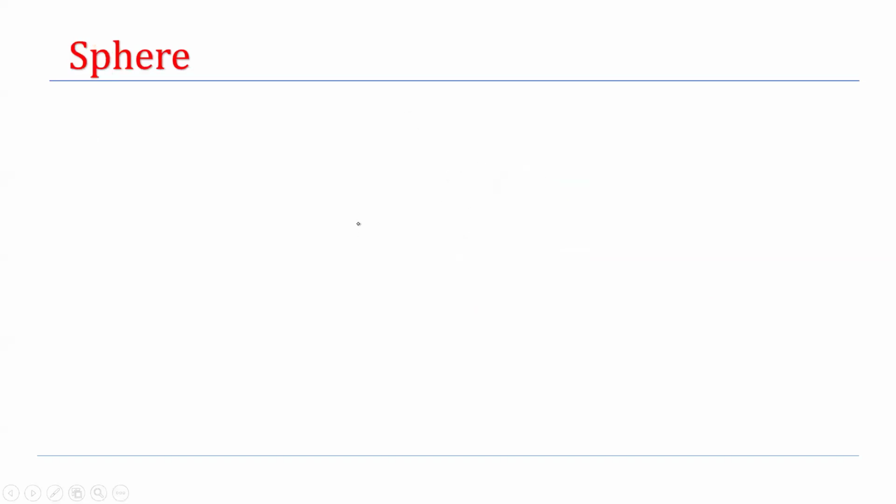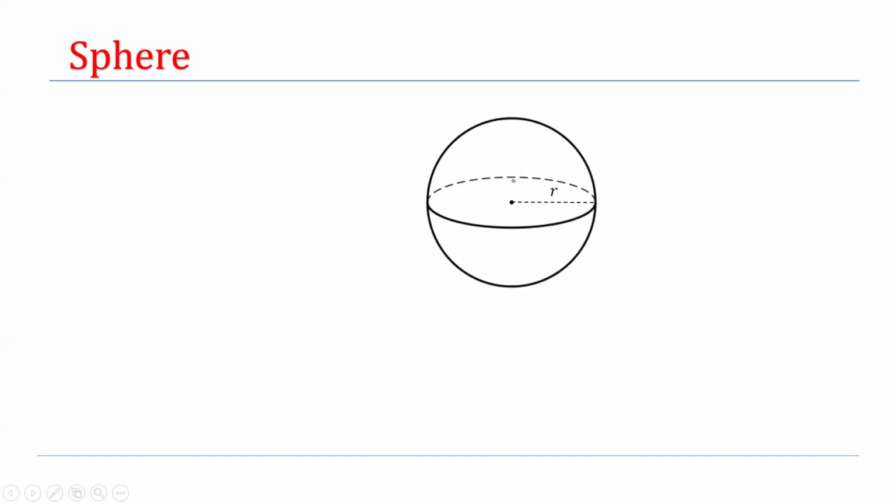Next is the sphere. You just remember this. This is the sphere. It's nothing but a ball. So the volume is 4 by 3 pi r cube. You can remember it like this: here there will be 3 and here there will be 3. And TSA is 4 pi r square.